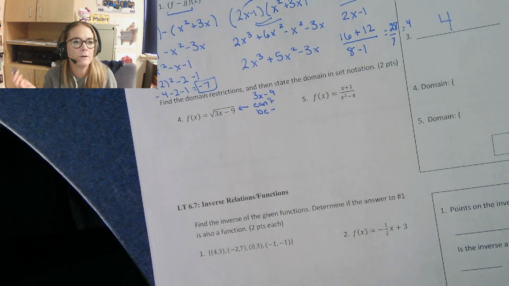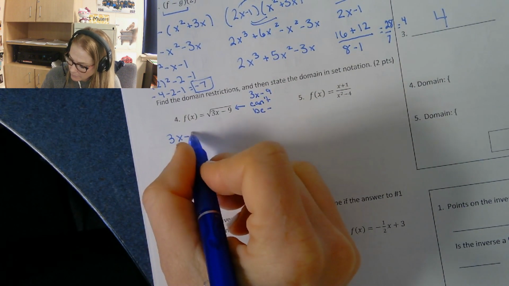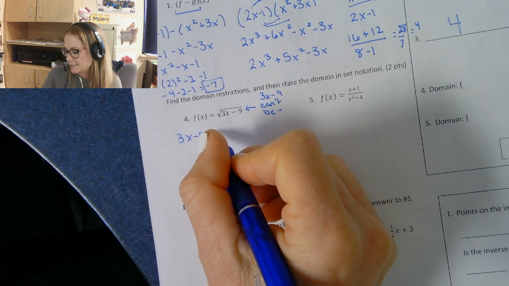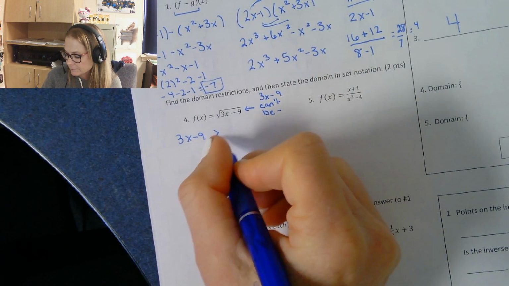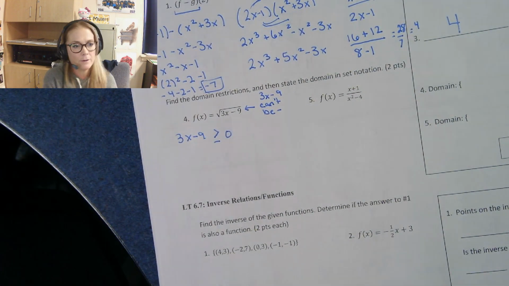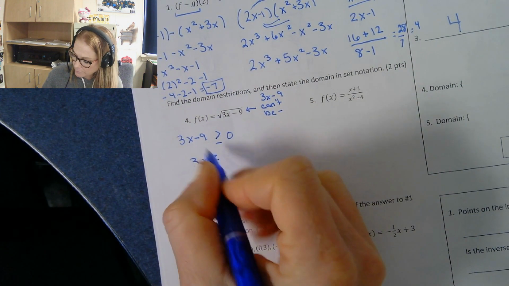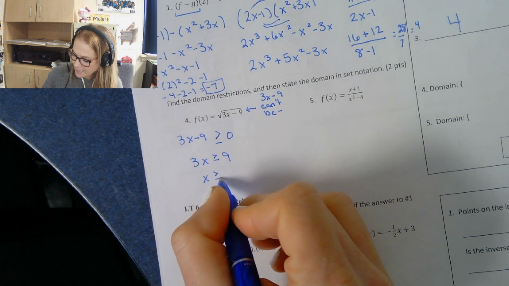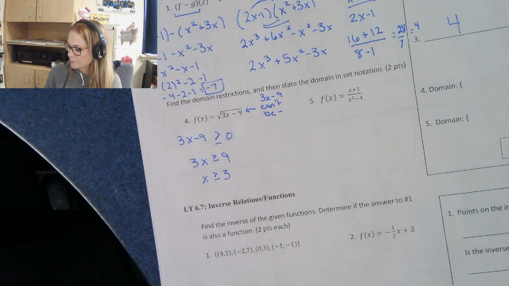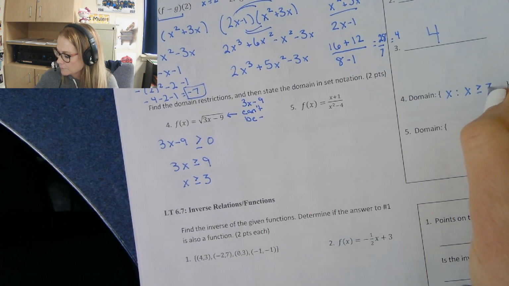All right, so I don't want to go through every number in the world and figure out what x can't be. I want to do a little equation to find my domain restriction. So what's underneath the radical can't be negative. So it needs to be 0 or positive. So that's how you set it greater than or equal to 0. It could be 0 under the radical because the square root of 0 is 0, or it can be a positive number. So we just say 3x greater than or equal to 9, plus 9, divide by 3. X must be greater than or equal to 3. So this domain is x such that x is greater than or equal to 3.